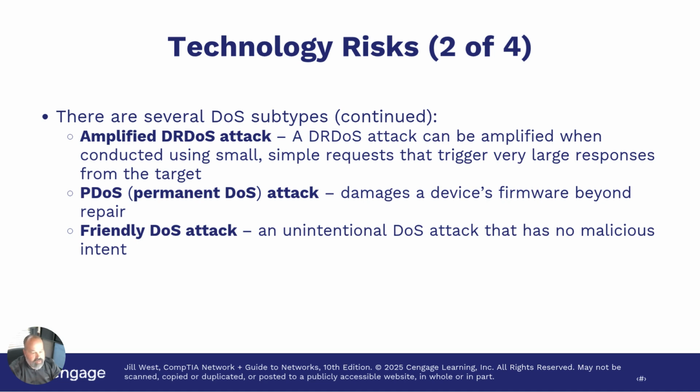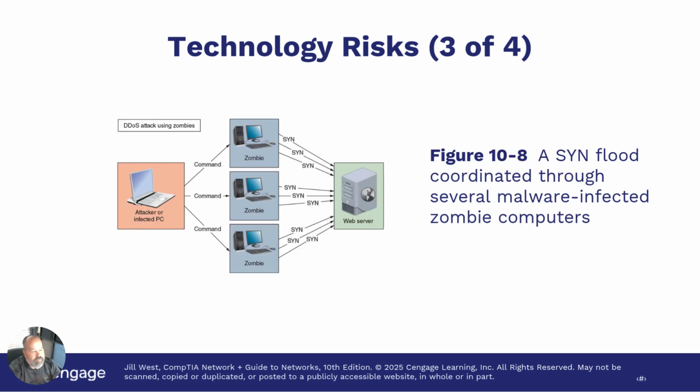And then there's the friendly DOS attack, which is unintentional and has no malicious intent. Like when everyone in the office tries to stream the World Cup finals, or the Cardinal game, or the Blues game, or the Masters, all at the same time. And then that crashes the network.